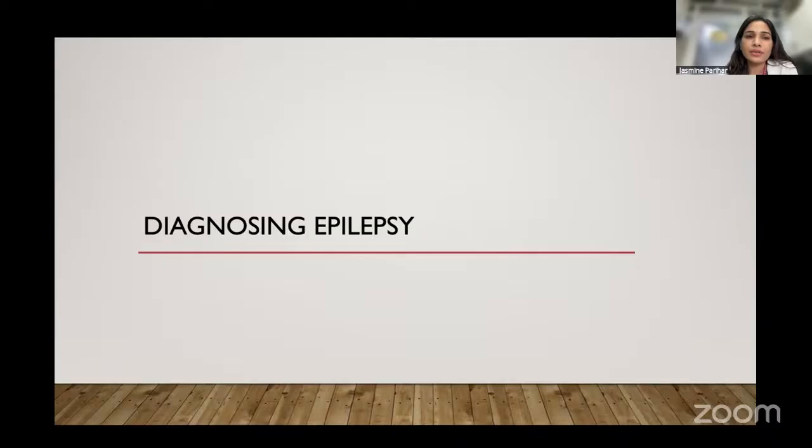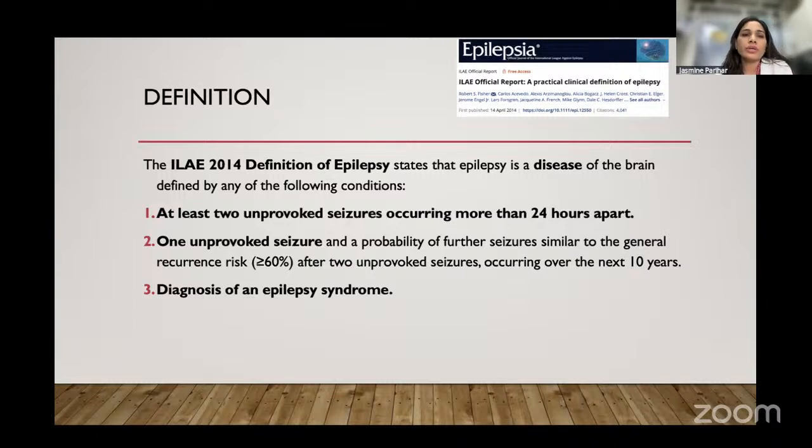Before that, let's know what epilepsy is and how we diagnose it. According to the International League Against Epilepsy 2014, which is the latest definition, epilepsy is a disease of the brain defined by any of the following conditions. First, at least two unprovoked seizures occurring more than 24 hours apart. Unprovoked means there should be no immediate inciting factor, and we will talk about provoked seizures. Second, the patient may have only one unprovoked seizure, and the probability of further seizures is similar to the general recurrence risk, that is more than 60% after two unprovoked seizures.